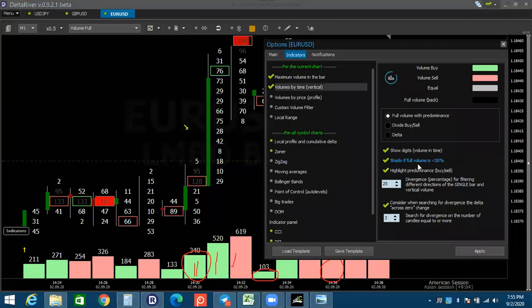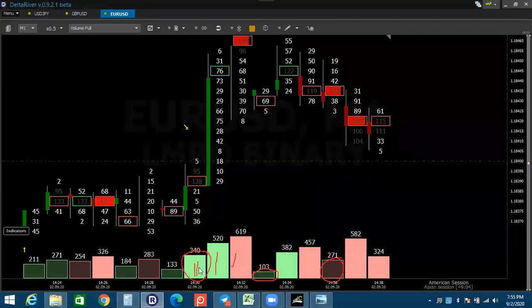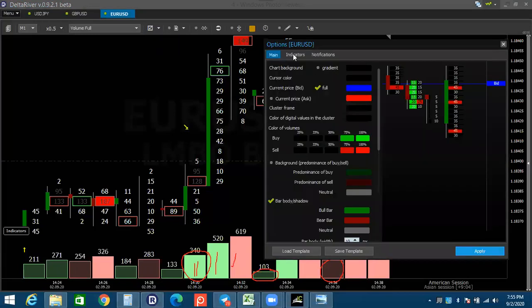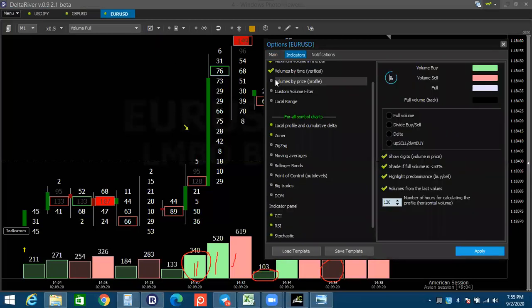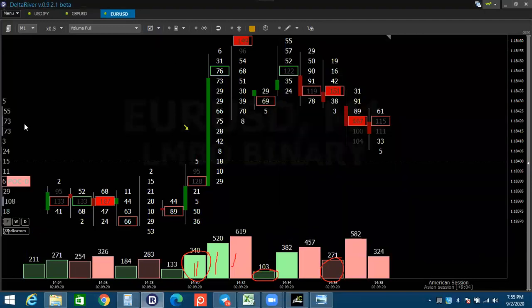So shade of full volume is less than 50% here. So now we can take this one. This is good for understanding the market. When I share a strategy with you, this will work for that. Okay. And the other option in this indicator is volume profile. I think this volume profile is a vertical volume. So that is a vertical volume here. So we are taking the volume like this one.